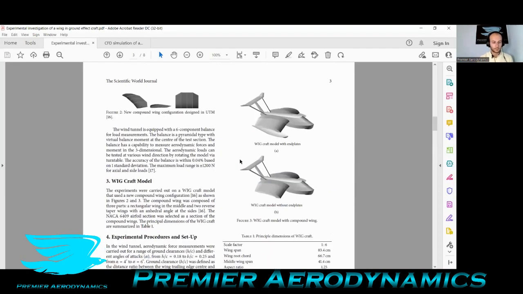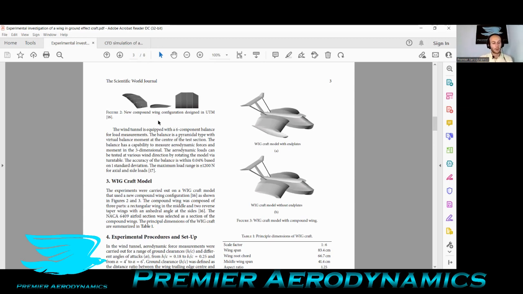So with this paper, they were looking at the end plates and ground clearance with these parameters. Let's look at the craft that they were looking into. So this is the paper here, and let's go down to figure 2 and figure 3. These show the wings that they're looking at. The experiments were carried out on a wing-in-ground craft model that used a new compound wing configuration, as shown in figures 2 and 3. So this is the wing here.